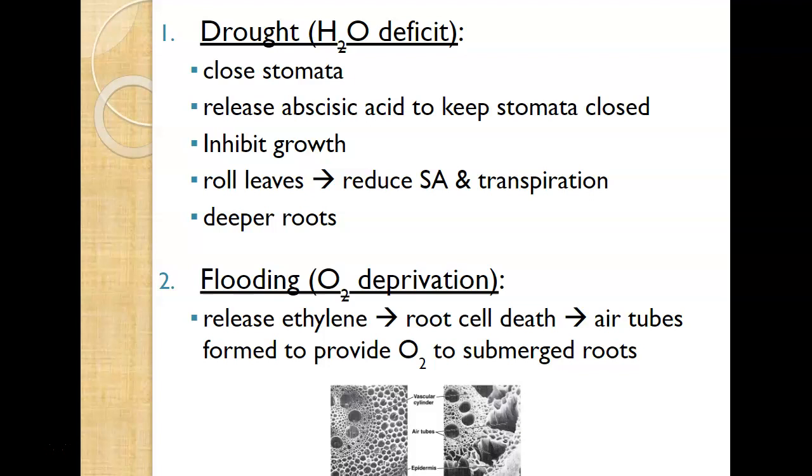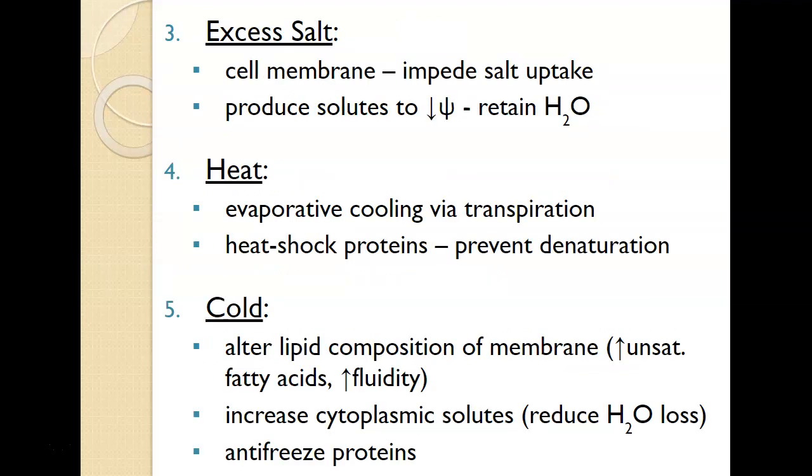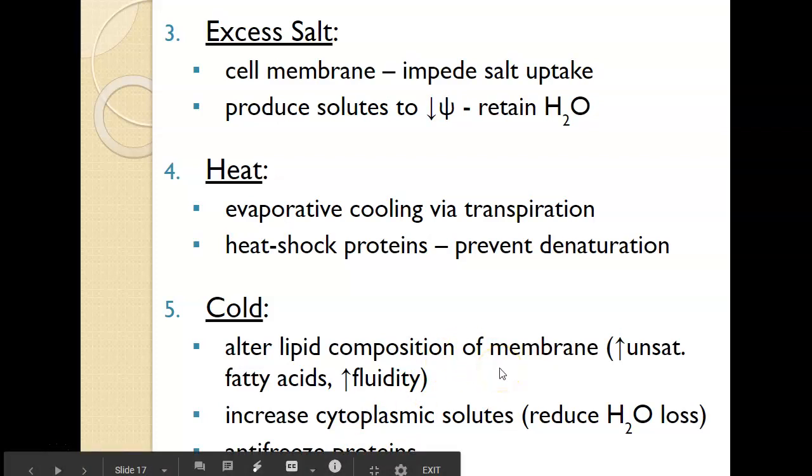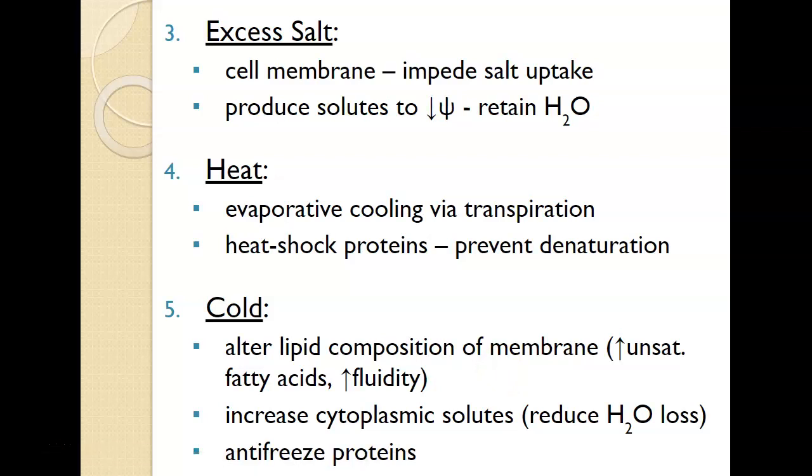If there's too much water, because you can overwater a plant to death, they might do things like release ethylene. They will kill off some of their roots, and so on and so forth, to try to adapt as much as they can to the situation. If there's too much salt or heat or cold, they have adaptations for that as well. You can read those at your own pace. Some of them are quick, others are more long-lasting, like specific proteins or specific plasma membrane compositions.